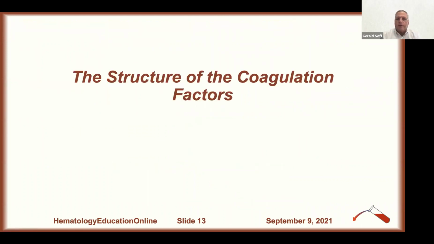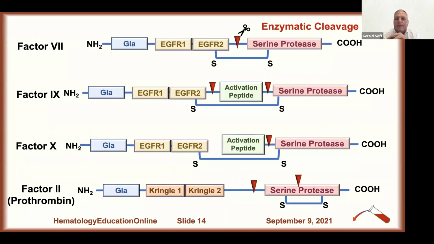So to get there, we're going to next talk about structure of the coagulation factors. And this is just showing the classic vitamin K dependent factors, factor 7, 9, 10, and prothrombin shown here. And they're all very similar in that they have certain conserved domains. GLA is gamma-carboxyglutamic acid. We'll show that in a moment. They have other components here, EGF receptor-like domains, and these are conserved in most of the proteins. And then there's a domain here, which is the serine protease domain, and that has the enzymatic activity.